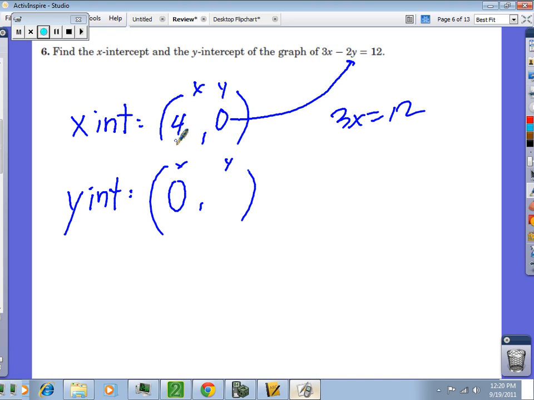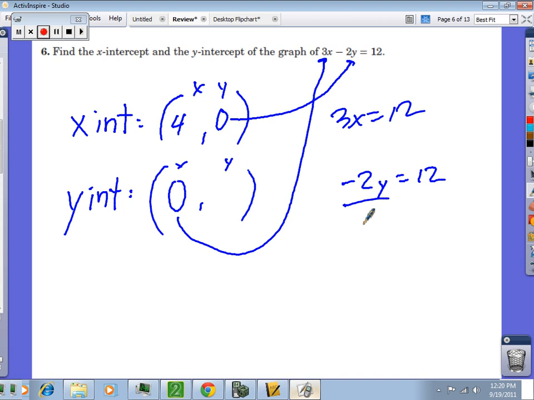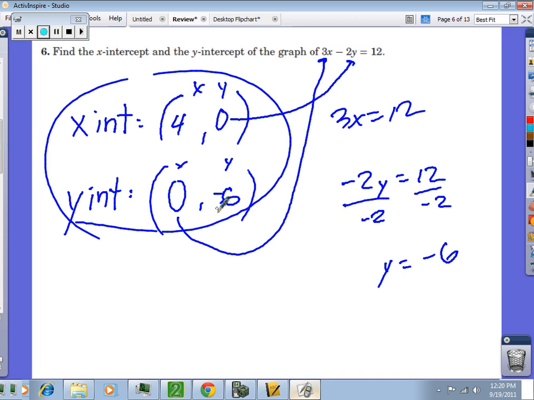Take the 0, plug it in for x. What's 3 times 0? So you got negative 2y equals 12. Divide by negative 2. Y equals negative 6. So there are your intercepts. Your y-intercept is negative 6. Your x-intercept is 4.